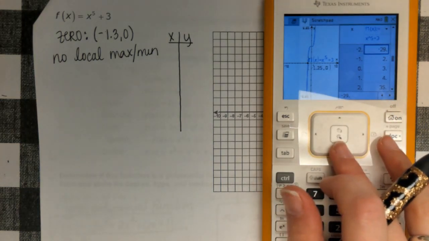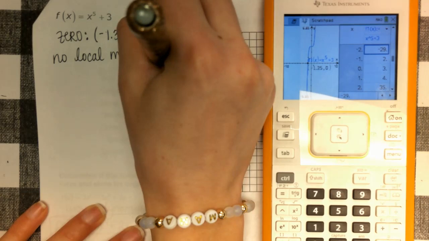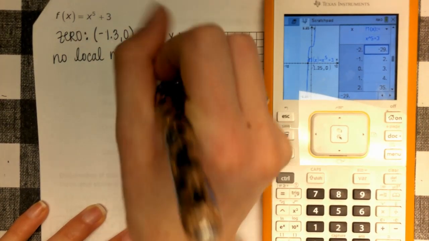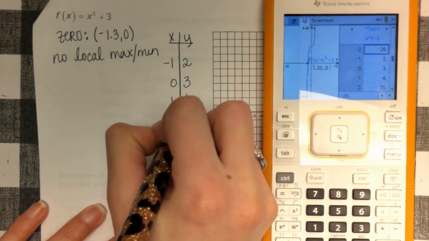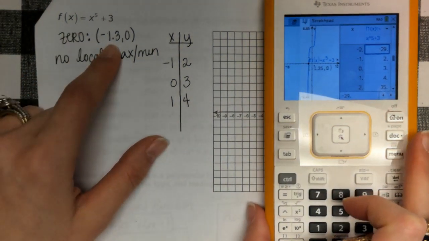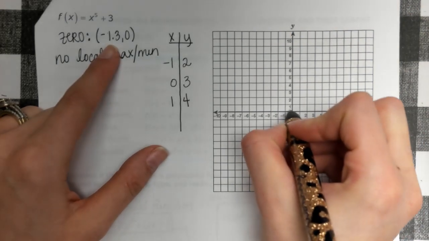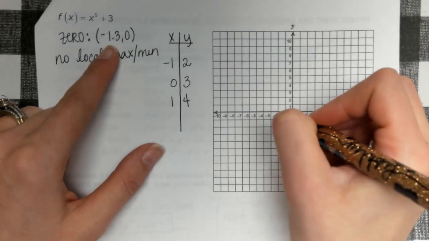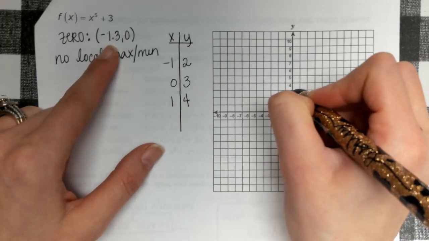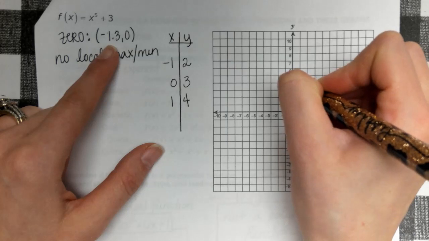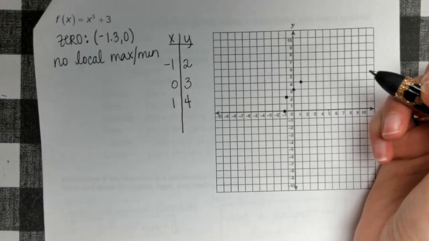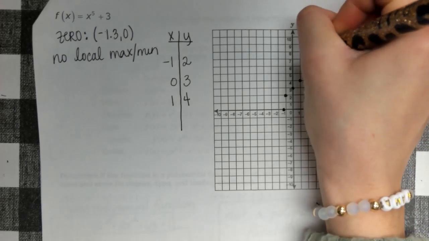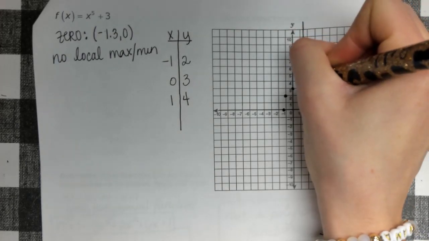Negative 2, negative 29 is not going to fit, so I'm going to have to do negative 1, 2, 0, 3, and 1, 4. And I'm only going to get those 3 points plus my 0. Okay, so don't forget about your negative 1.3. And then make your graph, when you draw it, flatten out just like your calculator does, to the best of your ability.